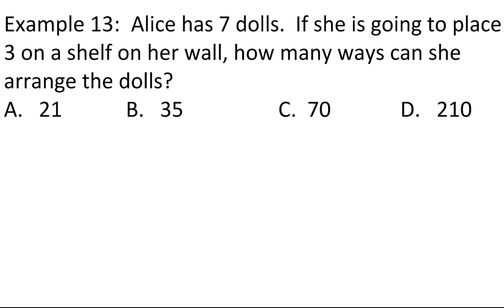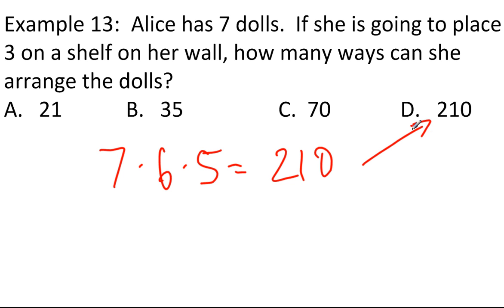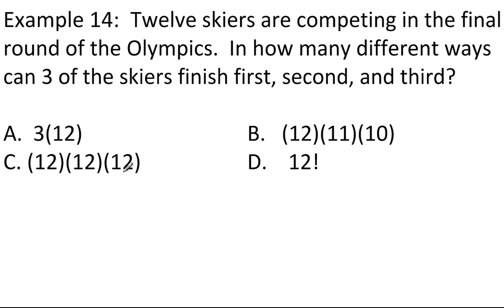Alright, Alice has some dolls. Too bad it's not Barbie again. She wants to place them on a shelf, so we're going to have 7 times 6 times 5. And that leaves us with our 210 different ways she can put those 7 dolls on a shelf for the first 3 spots. Alright, 12 skiers, first, second, and third. That's 12, 11, 10.